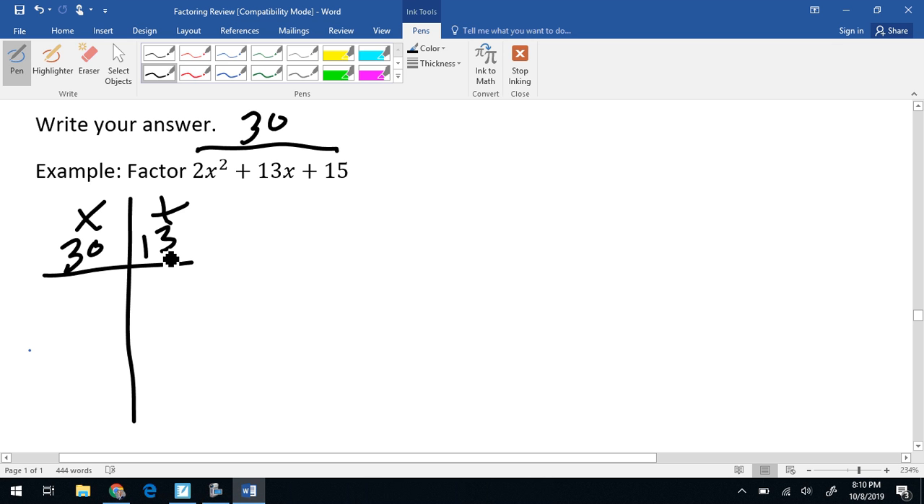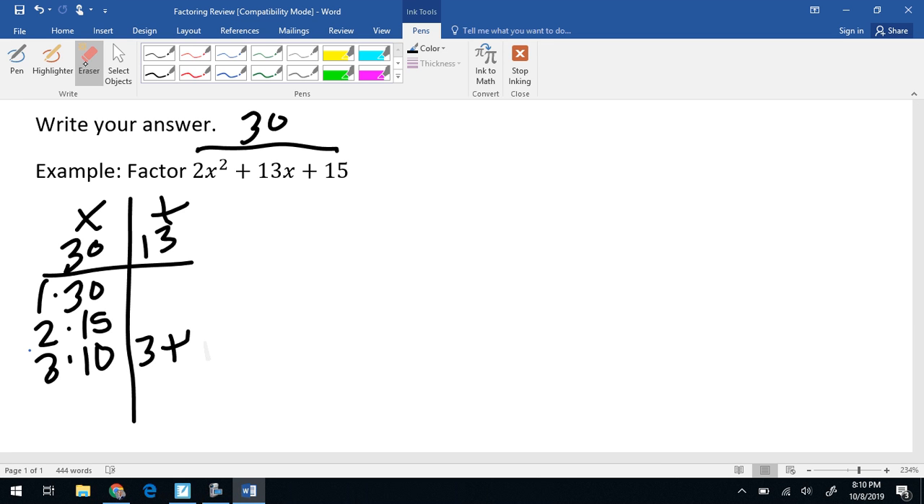So if you see 10 times 3 right from the start, you can do that. If not, you can start with 1 times 30. That doesn't work. 2 times 15, that doesn't work. 3 times 10, that's the one that works. 3 times 10 is 30. 3 plus 10 is 13. So 3 and 10 are the two numbers I'm going to use.